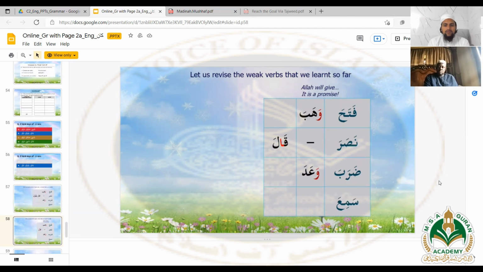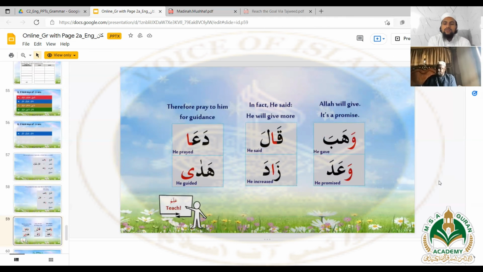And let's revise the weak verbs that we learned so far. Allah will give. It is a promise. Fataha, wahaba, qala, wa'ada. So fataha, nasara, daraba are the patterns, the 4 styles of the verbs. And wahaba, qala, wa'ada. Wahaba, there is a weak letter in the beginning. In qala, there is a weak letter in the middle. And in wa'ada, again, there is waw, a weak letter in the beginning. So wahaba, wa'ada, Allah will give. It's a promise. Qala, zada, in fact, he said, he will give you more. Da'ahada, therefore pray to him for guidance.